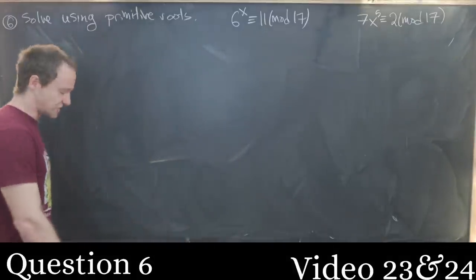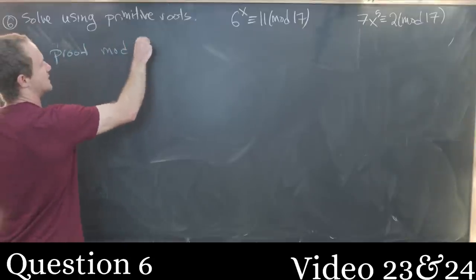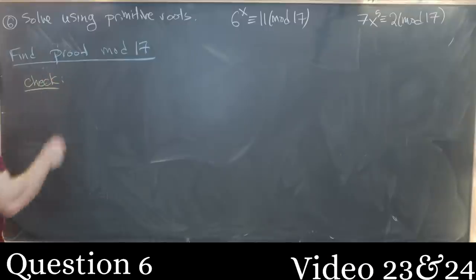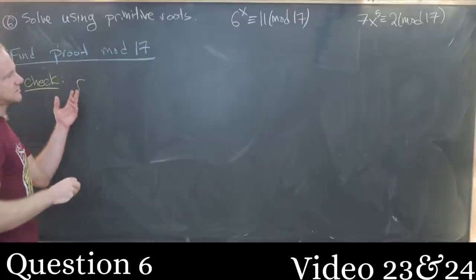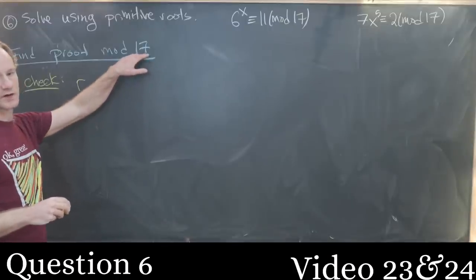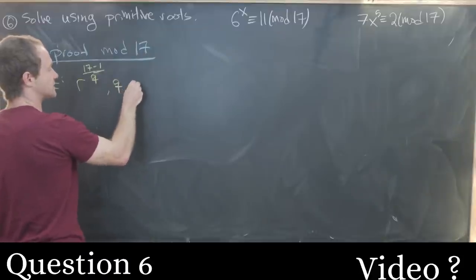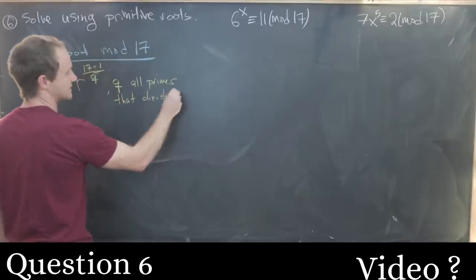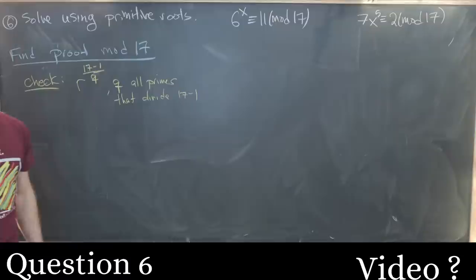So there's a trick to check if things are primitive roots. So let's outline what we're doing. Find a primitive root mod 17. That means you need to do the following. It's called like Euler's test for primitive roots or somebody's test for primitive roots. I don't really remember. So we need to check r to the phi of 17 over q, but I'll just write it as 17 minus 1 over q, where q runs through all primes that divide 17 minus 1 in this case. And you want to look for a number r where this is not congruent to 1 mod 17 in this case. That's your test for if things are primitive roots.